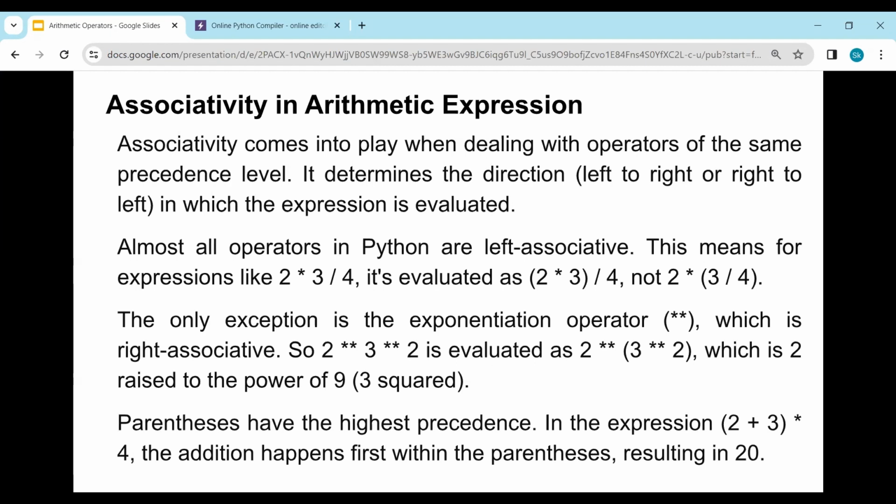Okay. For this associativity, I will ask my assistant Alpha to explain this to you.